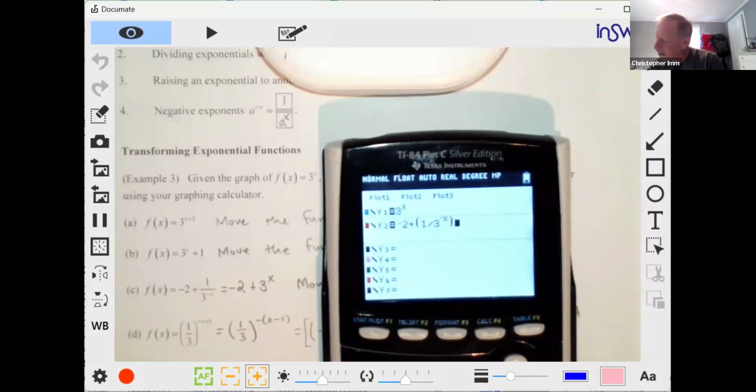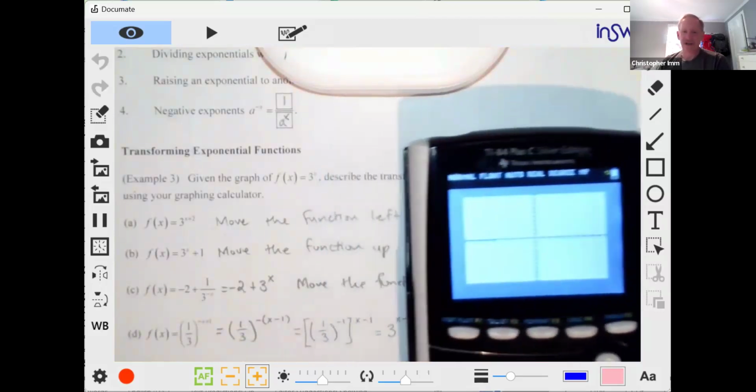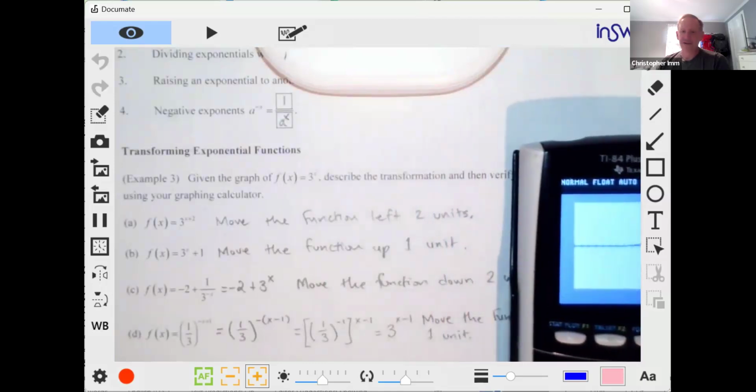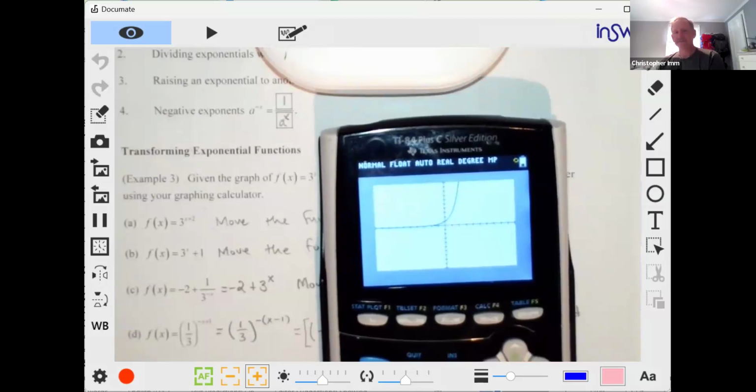So if I have that in there, what it should do is move that function down. There's my original, and it does move down, so my asymptote and the range are going to move down as well. So that domain now would be -2 to infinity.